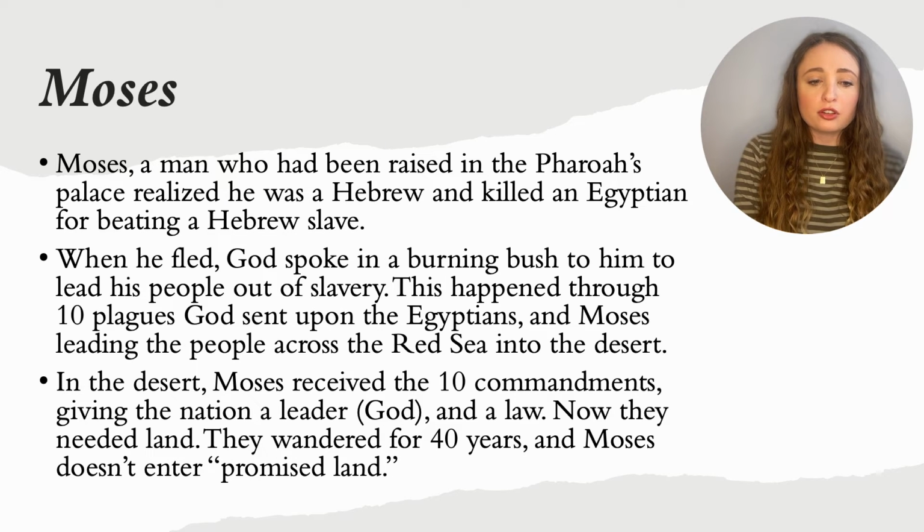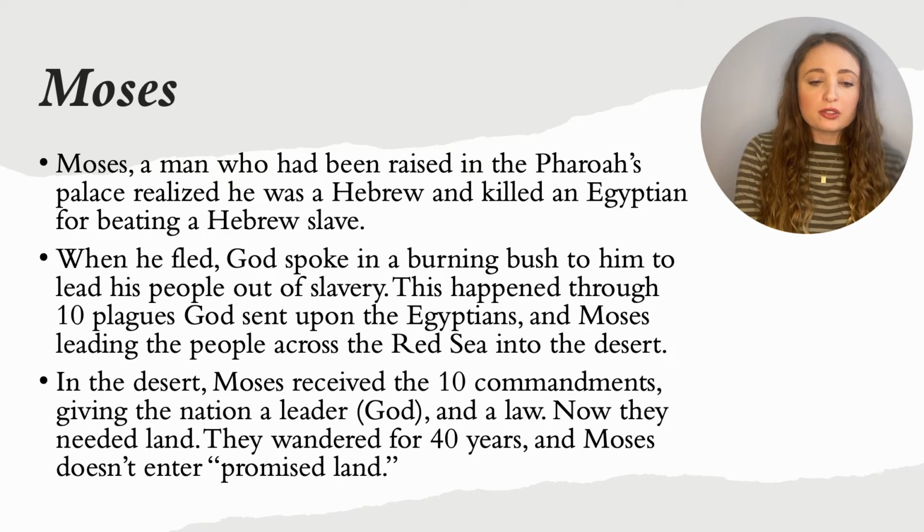So now coming to Moses, he was a man who had been raised in the Pharaoh's palace. And once again, long story short, you'll read about this. But he was raised in the palace, and he was Hebrew. He didn't always know that he was not Egyptian, but he discovered that he was Hebrew, and he ended up killing an Egyptian when he saw that this Egyptian man was beating one of the Hebrew slaves. But then he fled, feeling bad for what he had done.